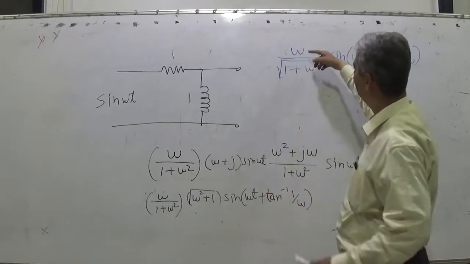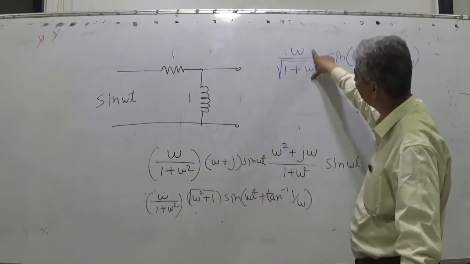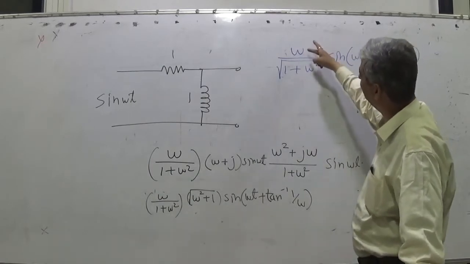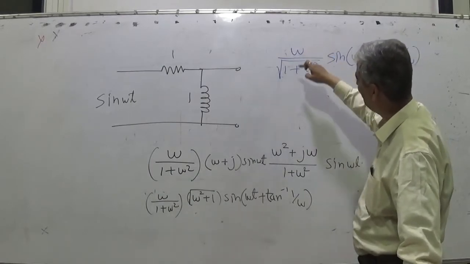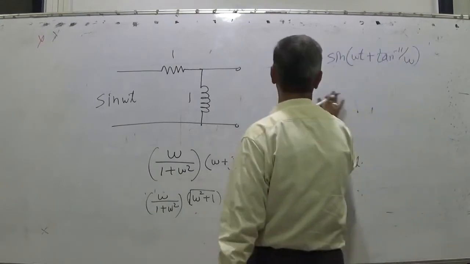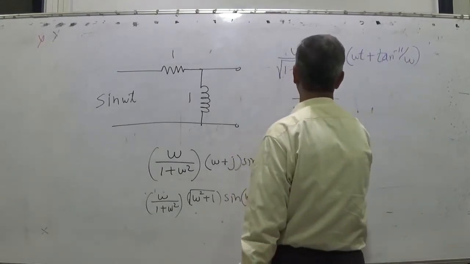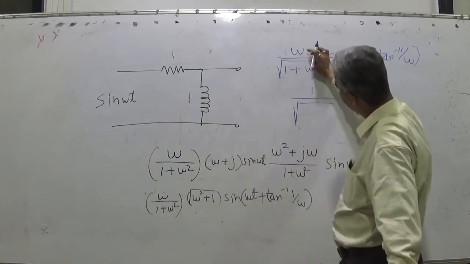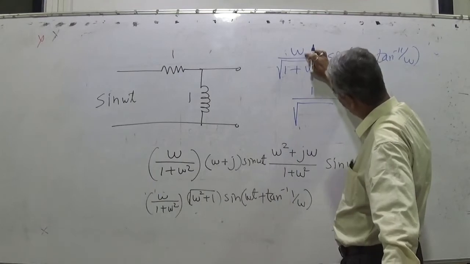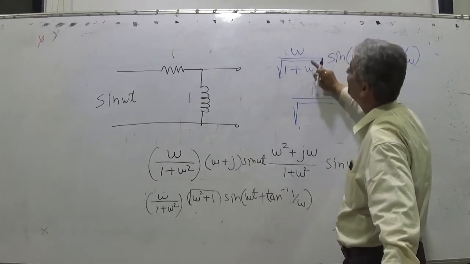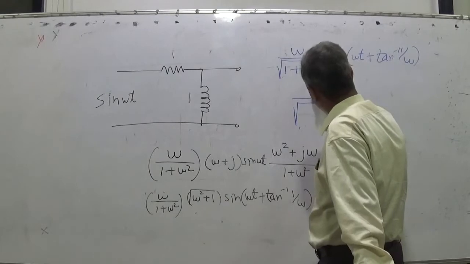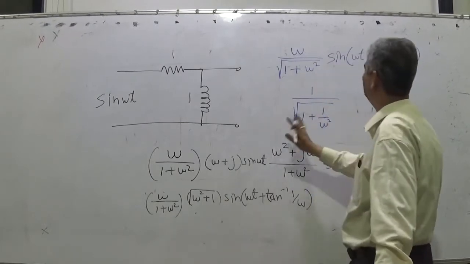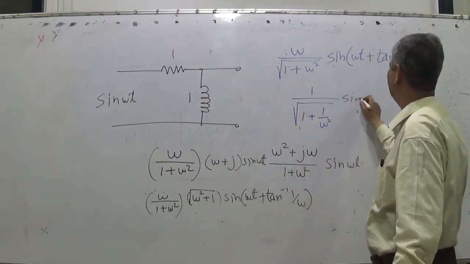So now we can't conclude immediately, but we can if we divide numerator and denominator by omega. By dividing numerator and denominator by omega, it is 1 upon under root, and inside the square root we divide by omega square, so omega square upon omega square becomes 1, plus 1 upon omega square. It is somewhat simpler to understand, not beyond that. Both are the same.